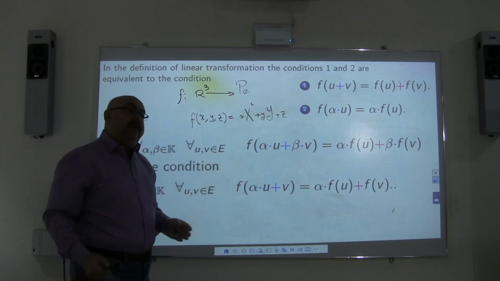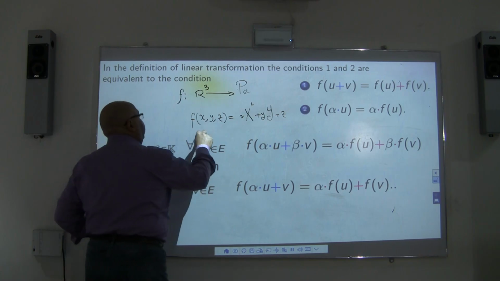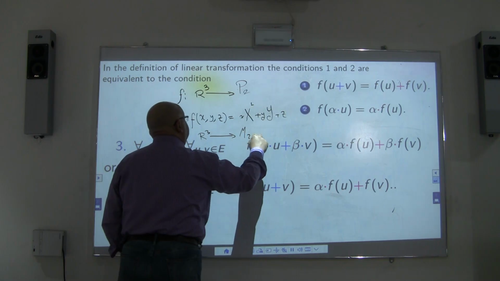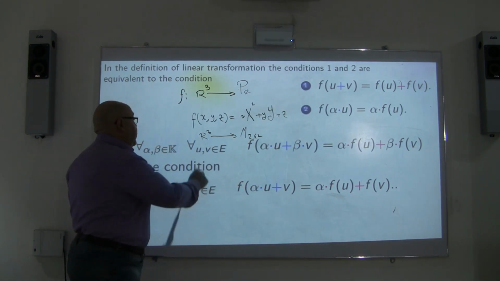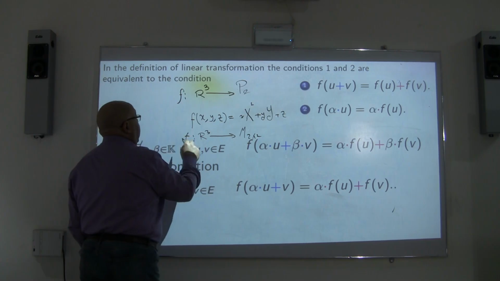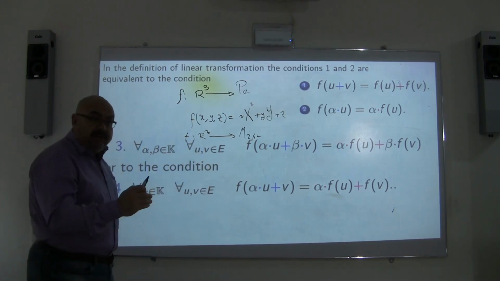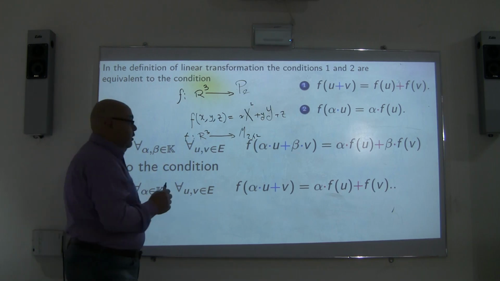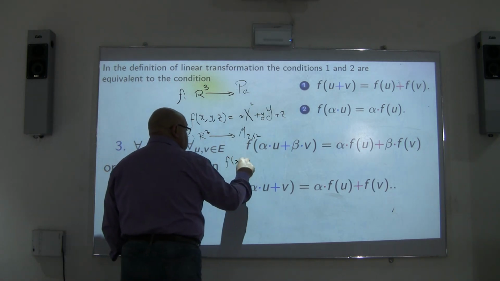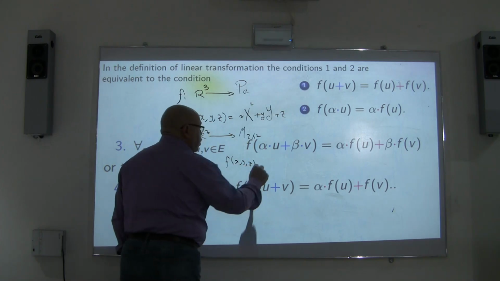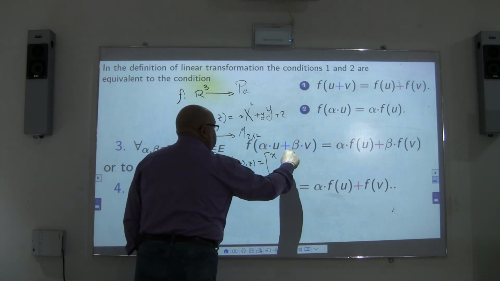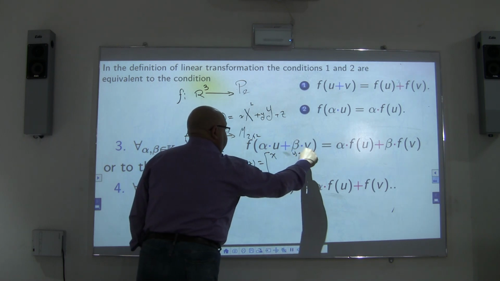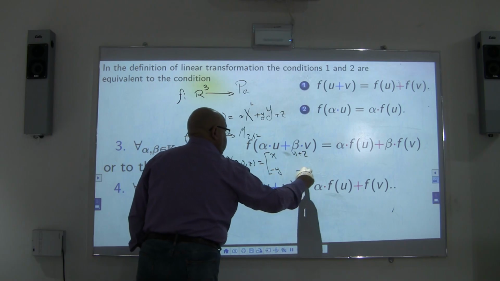I can do another transform mapping R3, for example, into M2 by 2. I'm taking a function that moves stuff from three dimensions into a 2 by 2 matrix. How is it going to be done? The function of x, y, and z, for example, will equal x for the first element, y plus z, minus y, minus z.